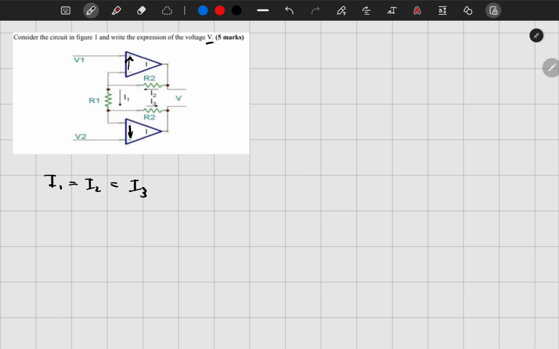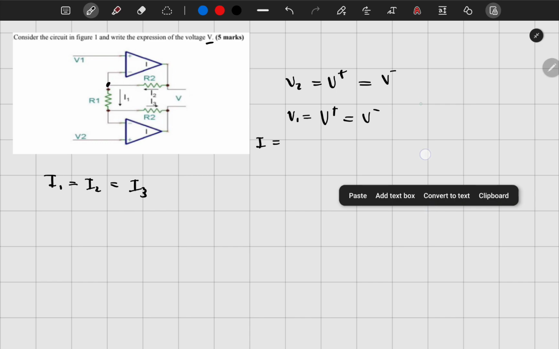First of all, it's worth saying that V1, this V1, is equal to V plus the voltage here, which is equal to V minus the voltage here, which is equal to this voltage here. Also, V2, this voltage here, is equal to the voltage here, which I call V plus, which is equal to the voltage minus.